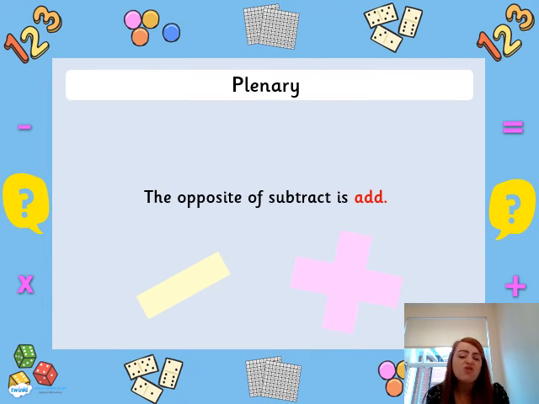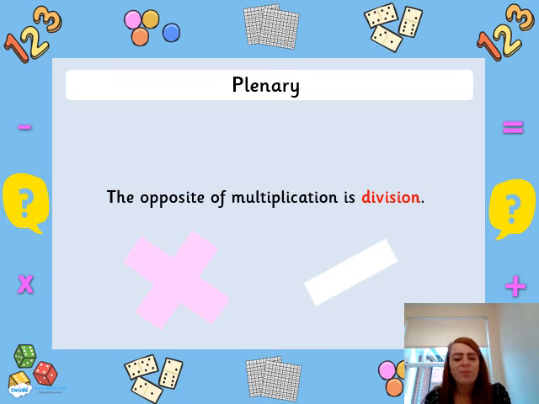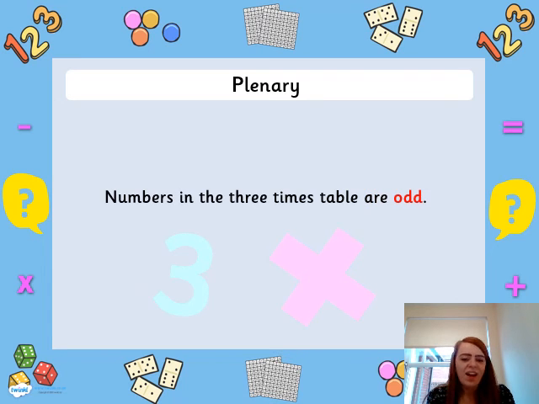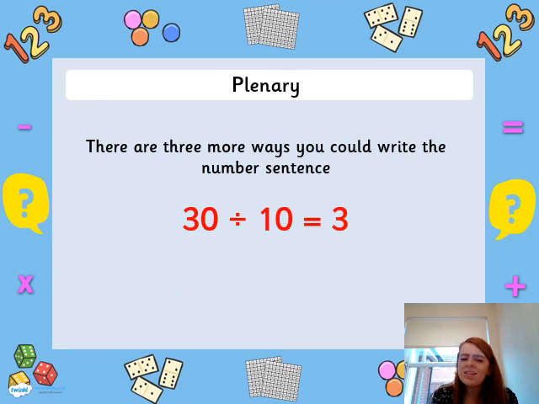So what we do at the end to recap our learning. Is the opposite of subtract adding? Yes. Is the opposite of multiplication division? Yes, it is. It's the inverse. Are all the numbers in the 3 times table odd? Oh, this is a good recap of the 3 times table. 3, 6, 9, 12. No, because 6 and 12 are in the 3 times table and they're not odd, so no. And are there 3 more ways that you can write this number sentence?